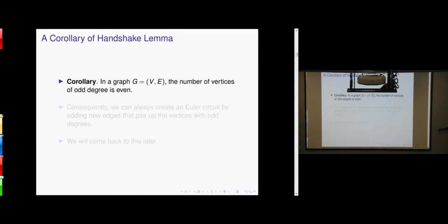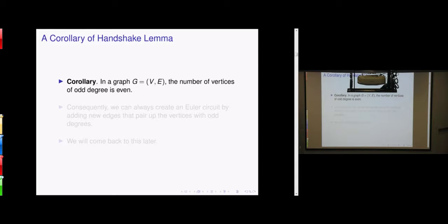Okay, so now this handshake lemma is useful because it has this corollary. In a graph G, in graph theory, people very often write a graph as a pair V and E, where V is the set of vertices and E is the set of edges, because these two are the most important components in the graph. So that's why they single them out and write it like this. It doesn't matter in this corollary. In the graph G, the number of vertices of odd degree is even.